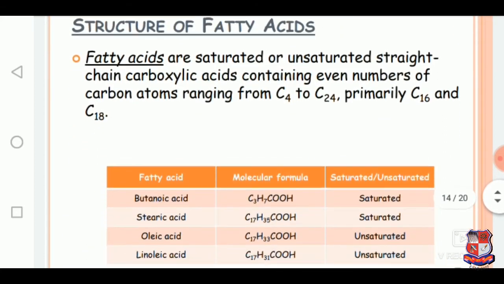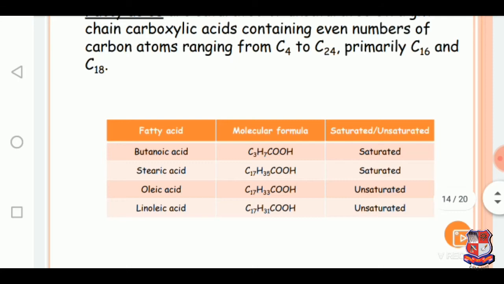Structure of fatty acids. Fatty acids are saturated and unsaturated straight chain carboxylic acids containing even numbers of carbon atoms ranging from C4 to C24, primarily C16 to C18. These are examples of them.